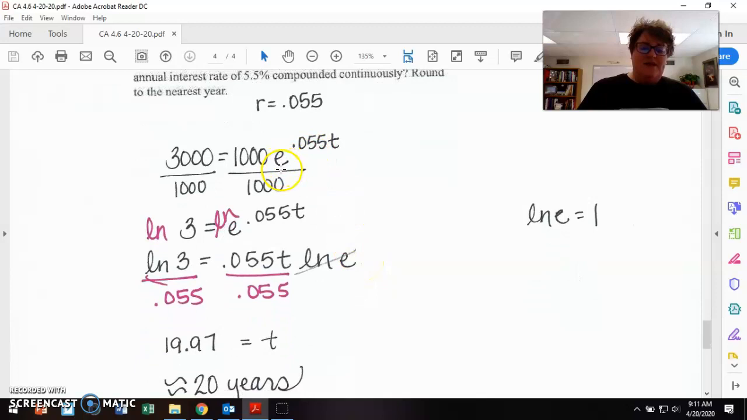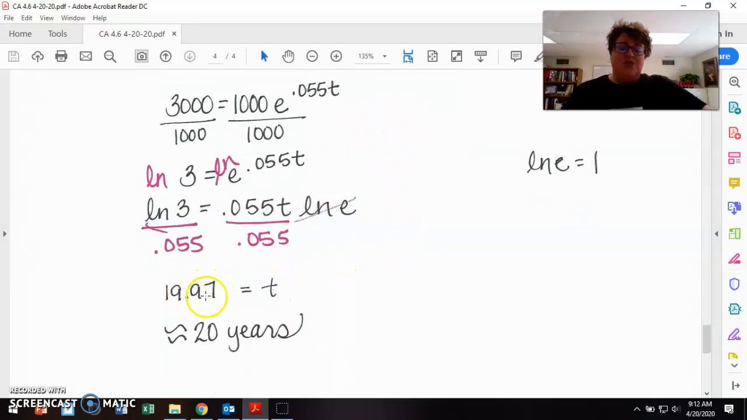So that means I want to divide by 1,000. Take the natural log of both sides, because again, we're working with our e, and the natural log of e is 1. We can bring down our powers and then divide by 0.055 on both sides. So again, it says round to the nearest year. So t is 19.97, so it's approximately 20 years.